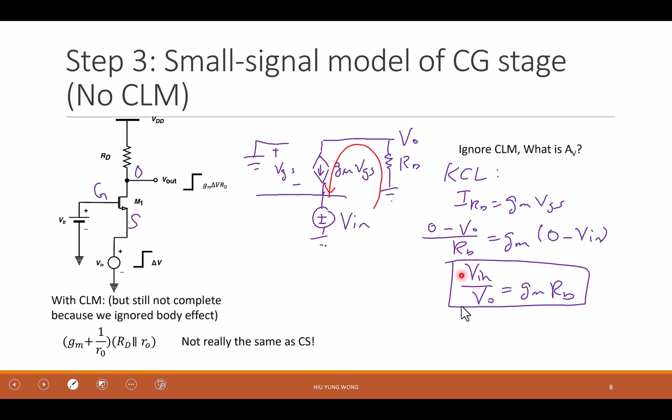It's not exactly the same as the common source because here we did not consider the channel length modulation. If you consider the channel length modulation for common source, it is negative GM RD parallel R0, right? This is the common source. But if you include the channel length modulation, you actually get this gain. GM plus 1 over R0 times RD parallel R0. So it's different. It's not exactly the same. Only when the channel length modulation is ignored, they will be the same, right? Just a reminder, a note.